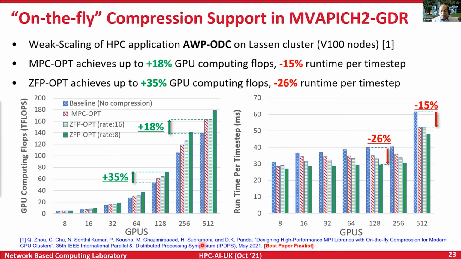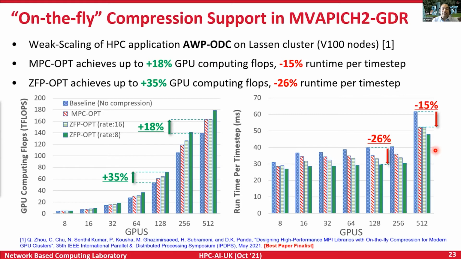We presented this at IPDPS, and it was a best paper finalist. It is available in the latest release. If you want to try it, MVAPICH2-GDR 2.3.6 has it already. Here we are showing some results of AWP-ODC, a seismic earthquake simulation application from San Diego Supercomputer Center and USC. We worked with them, and you can see there are different compression schemes. In our release, you can select among them, and there are a lot of runtime parameters to adjust. Compared to the baseline, this is GPU computing flops, where higher is better. We are able to push 18%, with the same hardware, same GPU, same CPU, just better middleware with our MPI library. And we are reducing the total execution time by 26%, 15%.